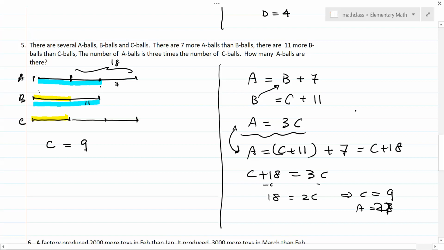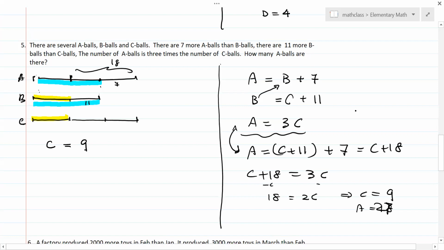You can read it from the picture if you draw the picture carefully. The idea is that you draw the long line for the A balls, then a little bit shorter line for the B balls. The difference is 7, and you mark it. Then you draw another shorter line for the C balls. The difference is 11. Then you compare those 3 lines and easily see that there are 18 more A balls than C balls.